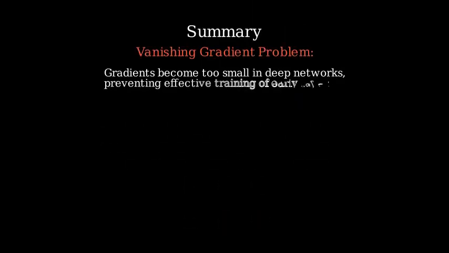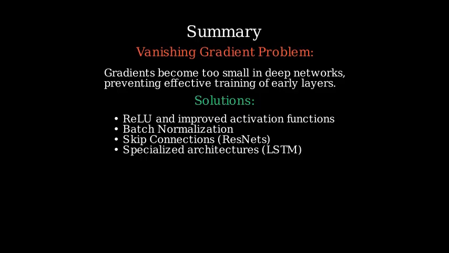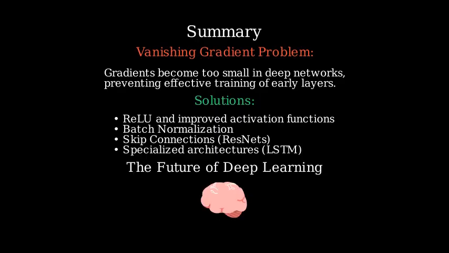To recap, the vanishing gradient problem occurs when gradients become too small as they backpropagate through deep networks. We can solve it using better activation functions like ReLU, implementing batch normalization, using skip connections, or with specialized architectures like LSTM. Understanding these concepts is essential for anyone working with deep neural networks, and they continue to be foundational for new innovations in AI.